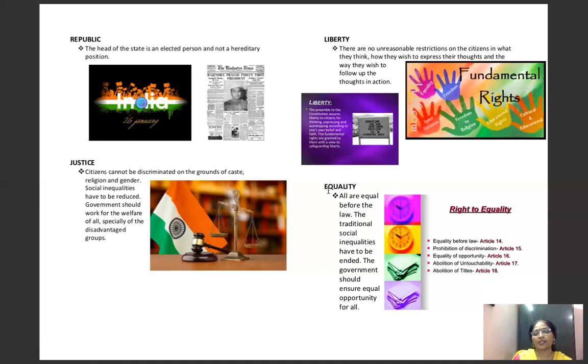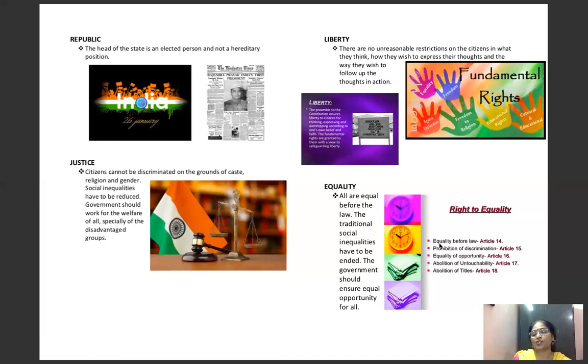Okay, and next comes in equality. All are equal before the law. Nobody is big or small or rich or poor. Everybody is equal before the law. The traditional social inequalities have to be ended. The government should ensure equal opportunity for all.